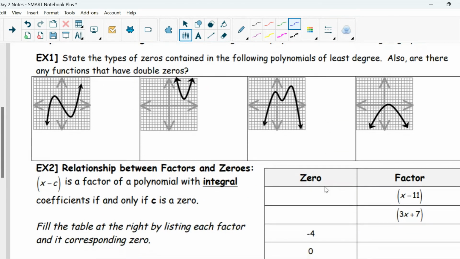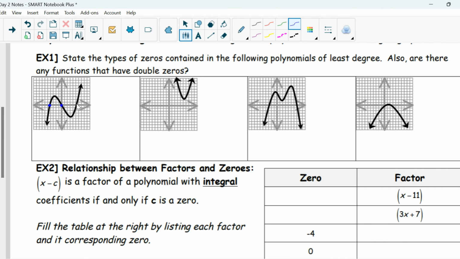All right, example 1 here. State the type of zeros contained in the following polynomials of least degree. Also, are there any functions that have double zeros? Okay, so finding the number of zeros and the degree are two slightly different things. So the first thing we're going to do is try to find the number of zeros. So that is the amount of times your graph crosses the x-axis.